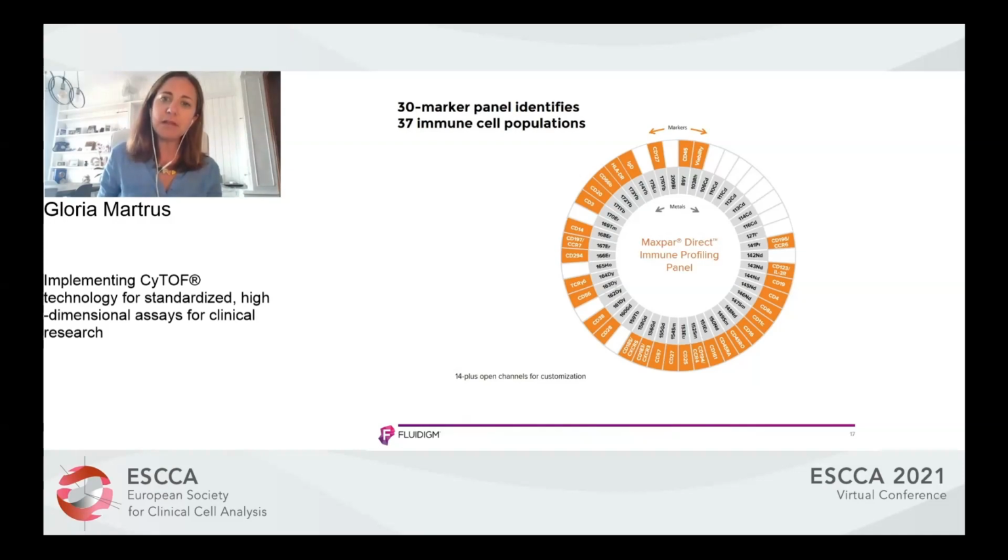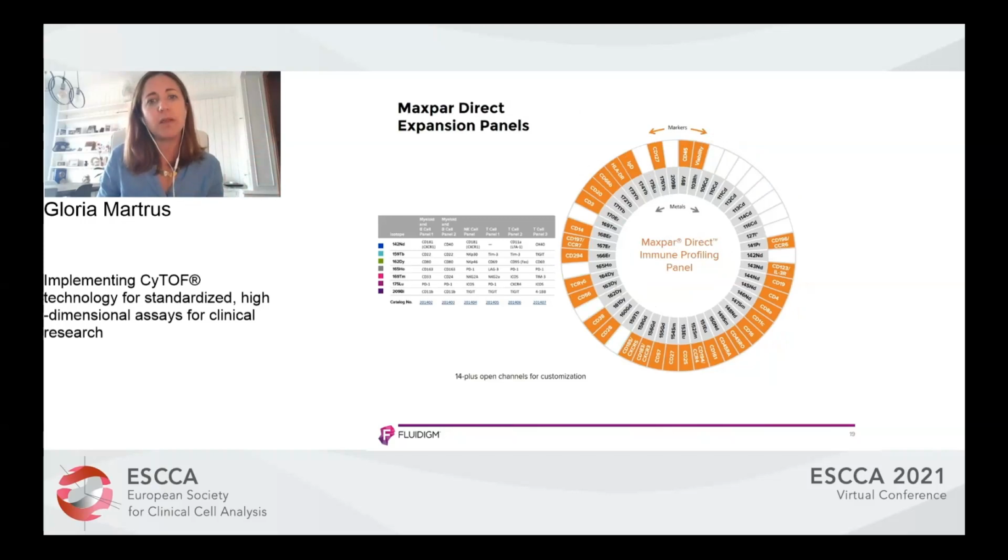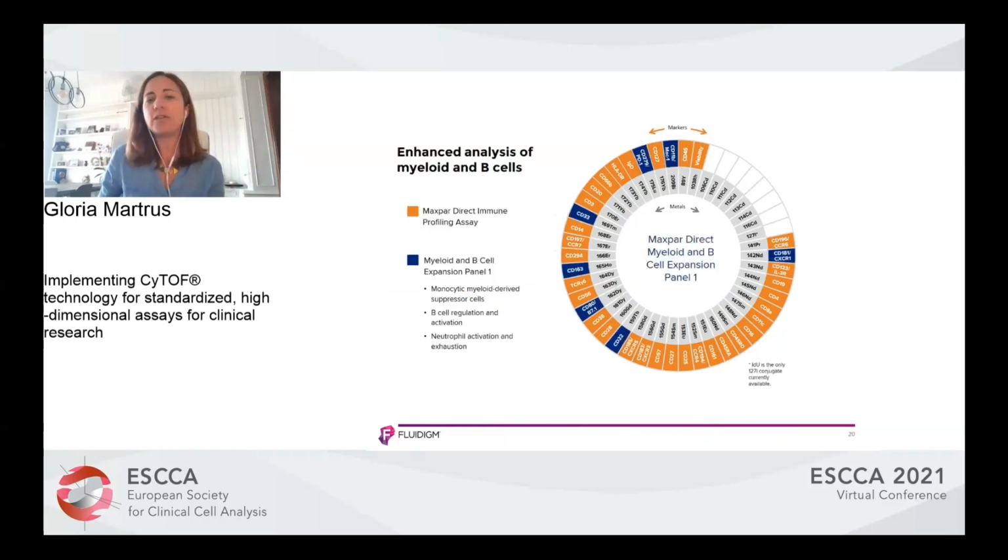These are the empty slots that we have. Those are the ones that are already dried in the tube. We have 14 extra channels where you can add your markers if you would like to. So this is just an example with filling up the whole system. So you will have in total 44 different markers in one single tube. But we do have our expansion panels where we add some extra markers that are already pre-designed. But again, it's totally manageable. You can do whatever you want.